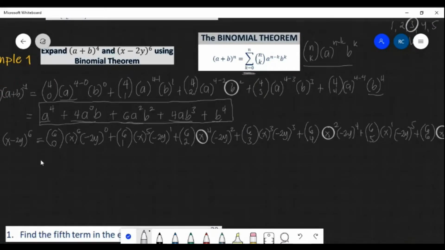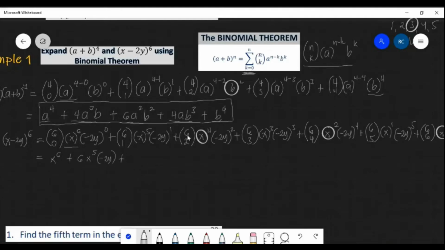Dito, 6 combined 0 is equivalent to 1. Hindi ko na isusulat, of course. Ang isusulat na lang natin basically ito, x raised to 6. Okay? Plus, dito naman, 6 combined 1. 1 yung ating r, so this is basically 6 times x raised to 5. Nakuha po ito? Times negative 2y.